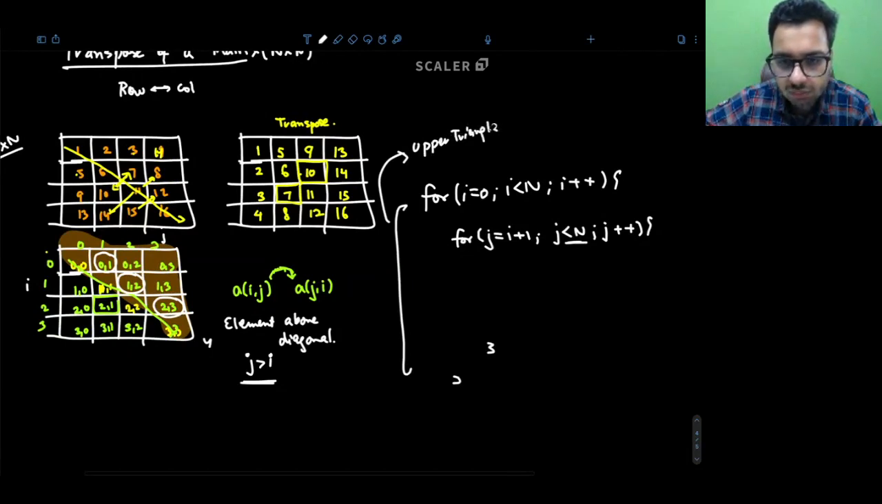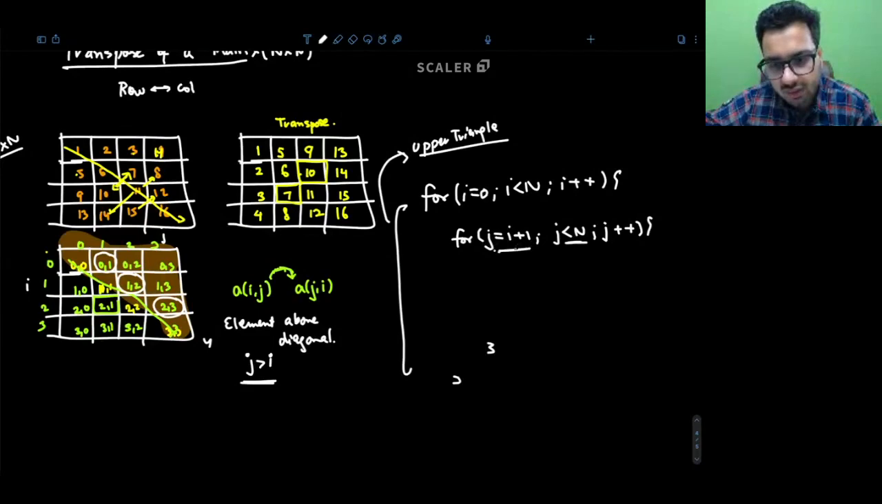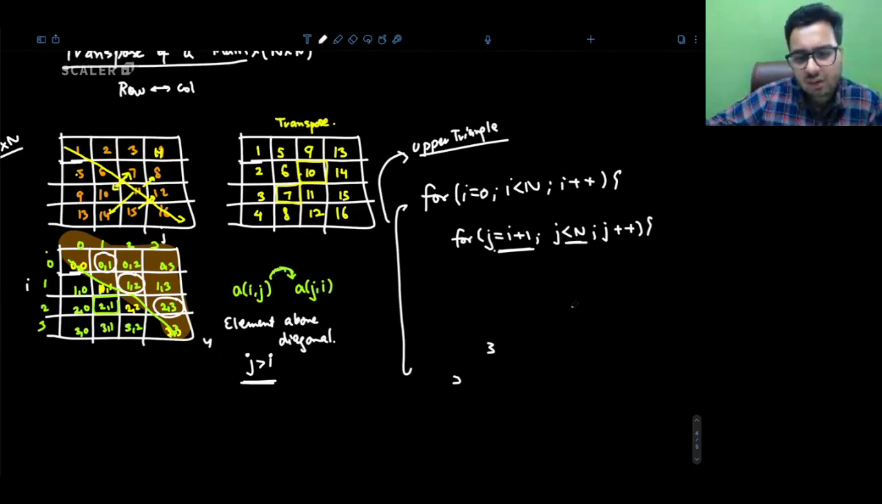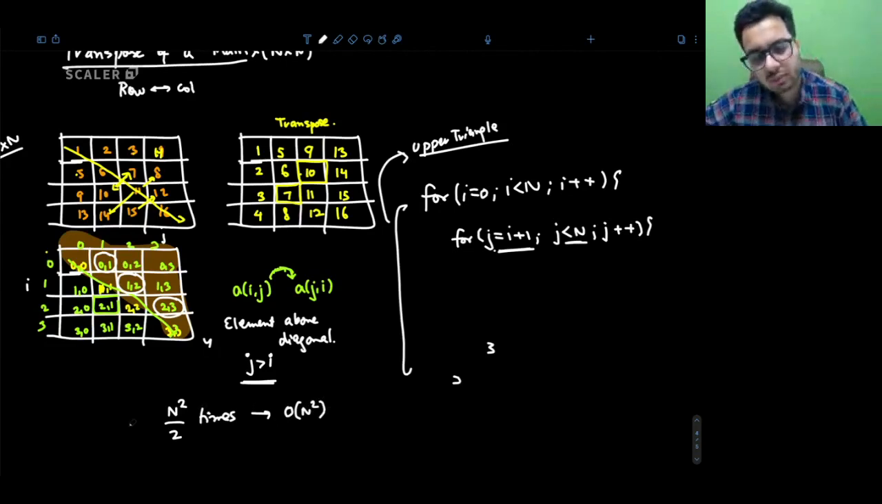Let me know. I'm starting from i plus 1. That ensures that j is always greater than i. Not really, it does not. In the worst case, you're iterating n square by 2 times, which is still order of n square. So it does not actually improve the time complexity, although running time would be better.